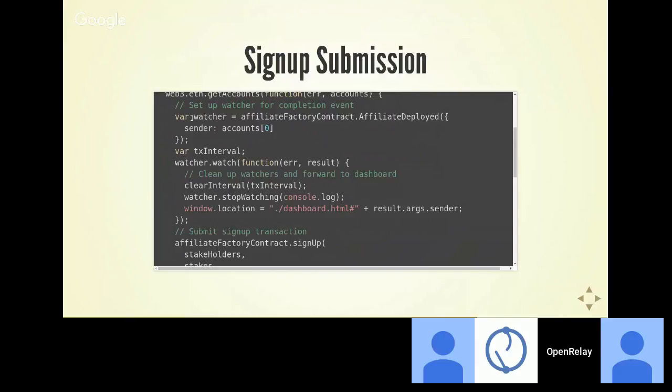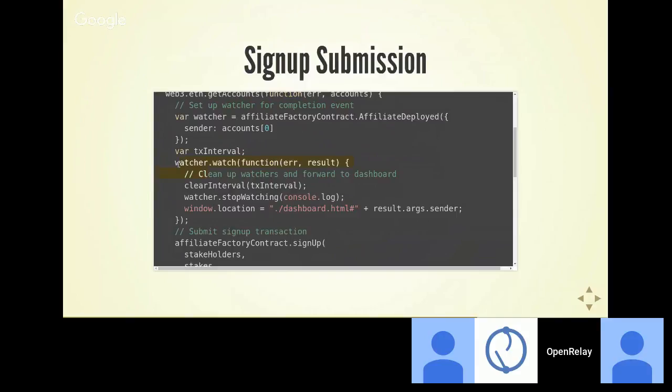We start a watcher for the affiliate factory contract's affiliate deployed event. So when the sign-up completes, the contract will emit an affiliate deployed event. And we want to look for affiliate deployed events for the sender of this transaction. That gives us an easy way to find the affiliate deployed event so that we can find the affiliate contract so that we can take you to the right dashboard.